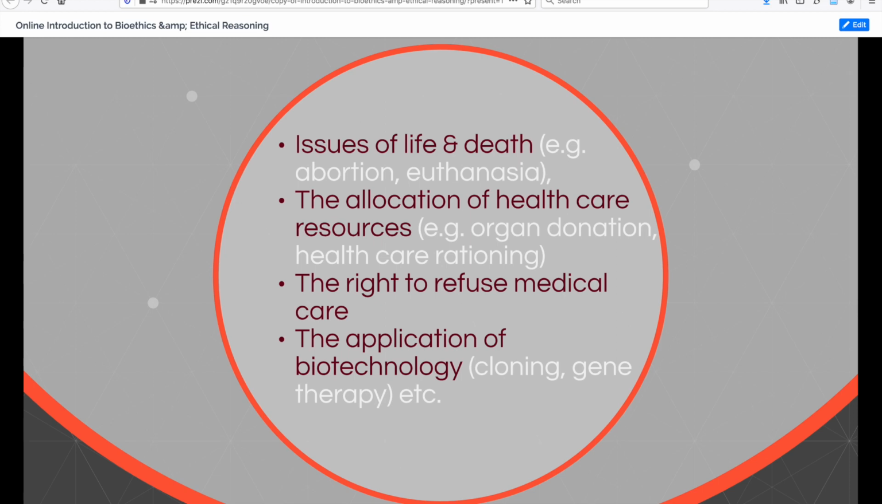When we have limited healthcare resources, how best should those be allocated? How best should those be given out to various different populations? Should we prioritize the most vulnerable? Should we prioritize medical professionals? Who should be prioritized in these situations? The young or the elderly, right? The right to refuse medical care.